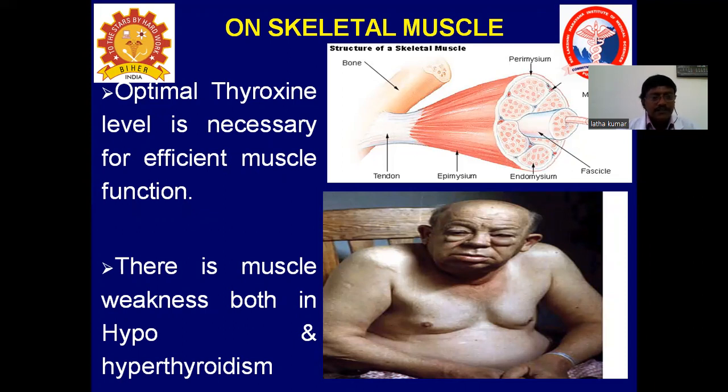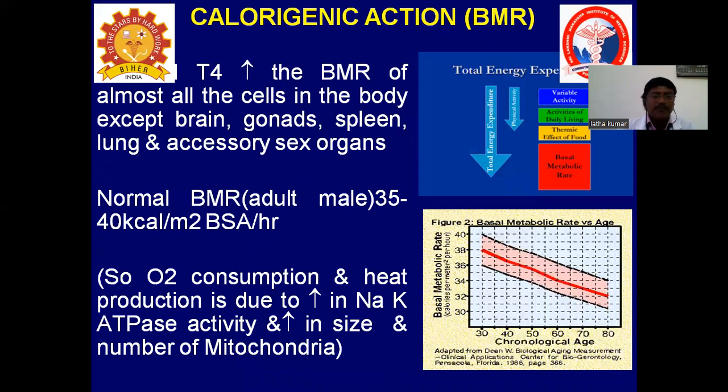Optimal thyroxine level is necessary for efficient muscle function. There is muscle weakness both in hypo and hyperthyroidism. So there should not be excess thyroid hormone, nor too little thyroid hormone. Both will affect our body. And calorigenic action: this is the major and first function of the thyroid hormone, based on priority. T3 increases the basal metabolic rate of almost all the cells in the body except brain, gonads, spleen, lungs and accessory sex organs.